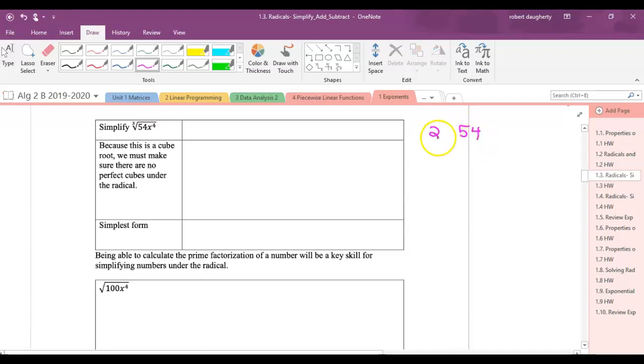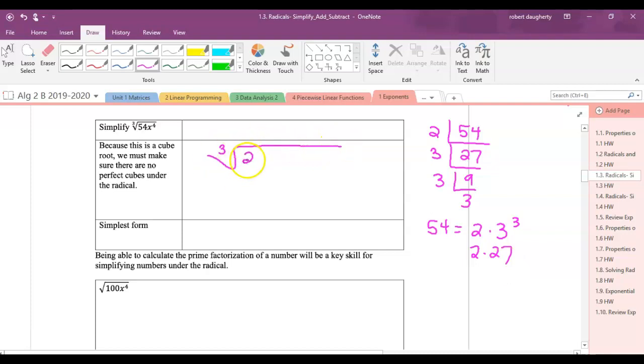54 can be divided by 2. That gives me 27. 27 can be divided by 3, which gives me 9. 3, which gives me 3. So it tells me that 54 can be written as 2 times 3 cubed. So that's a perfect cube, okay? So, another way of thinking about this is 2 times 27. So I can rewrite this as the cube root of 2 times 27, and I'm going to write this as x cubed times x, okay?